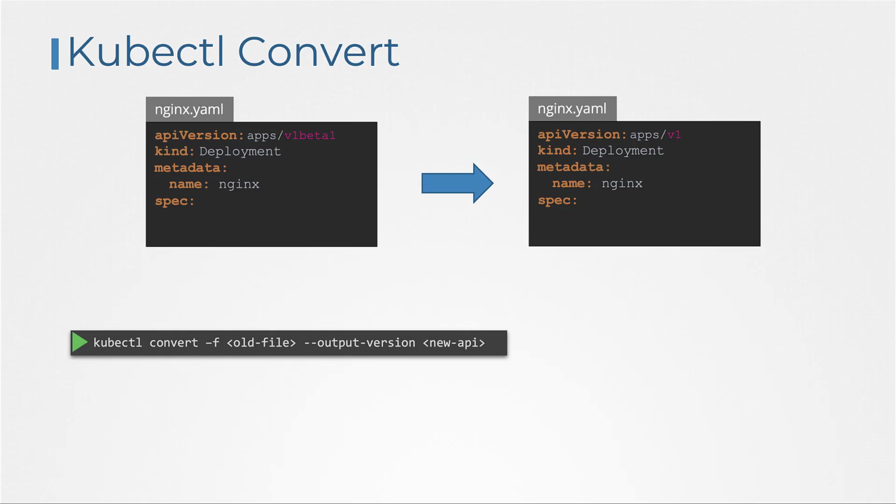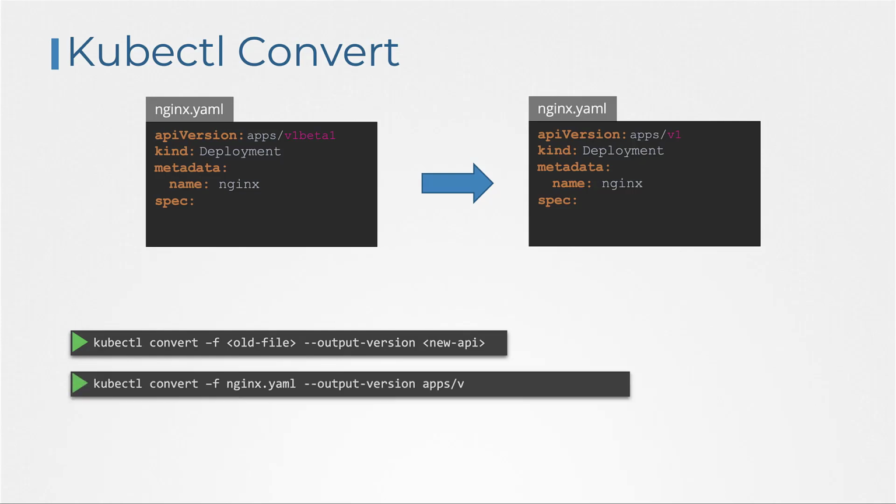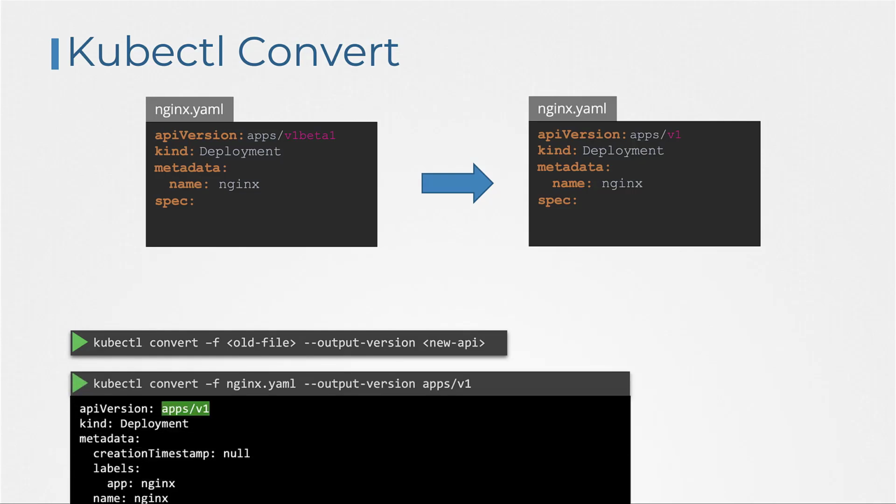For example, to convert this deployment definition file to the new version, run the kubectl convert command and specify the old file name followed by the new version, which happens to be apps/v1. And this will output the new version of the manifest definition in YAML format on screen.